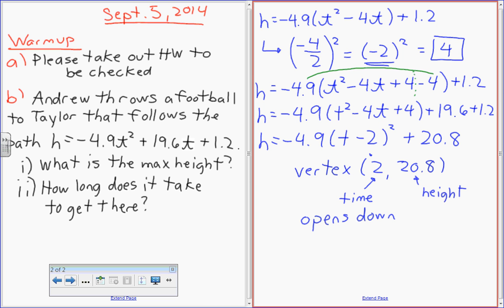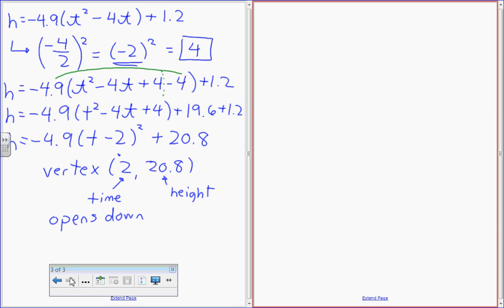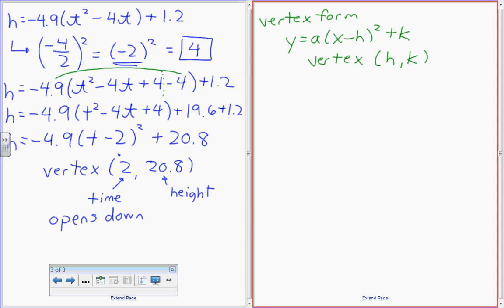Yeah, always for the vertex, and this is something I didn't stress yesterday, and I apologize, I was rushed yesterday. Vertex form to remember is y equals a, x minus h squared plus k. And your vertex is h and k. So whatever it is inside the brackets, it just flips the signs. So if that would have been t plus 2, the vertex would be negative.